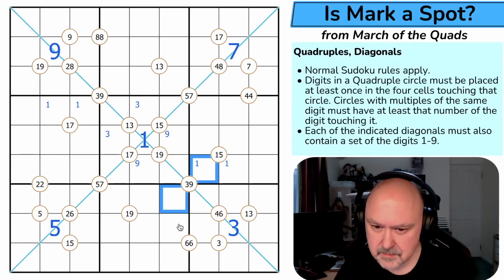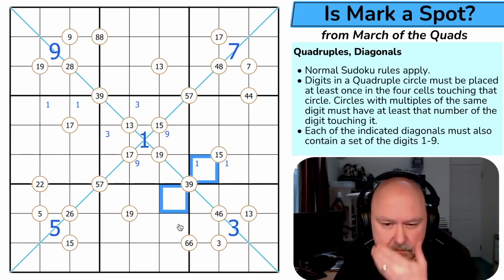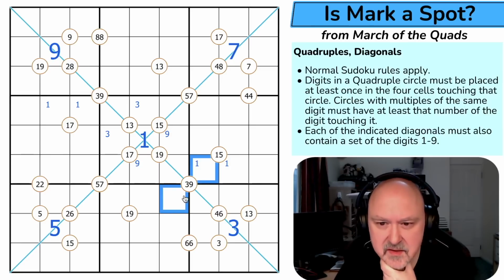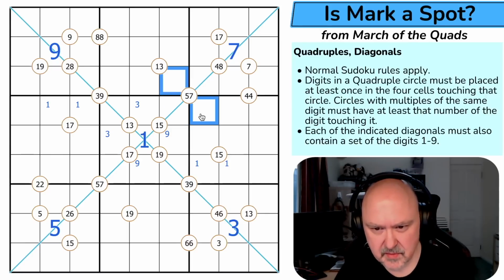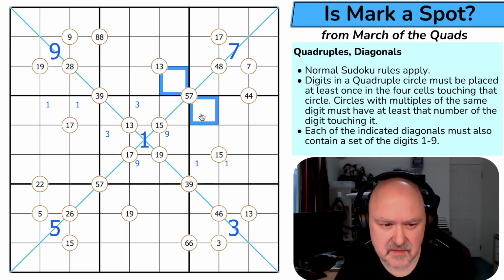This is weird. I'm not sure how to jump onto this one. 7 is on here, but 7 is in one of these 2. Is this a parity puzzle?